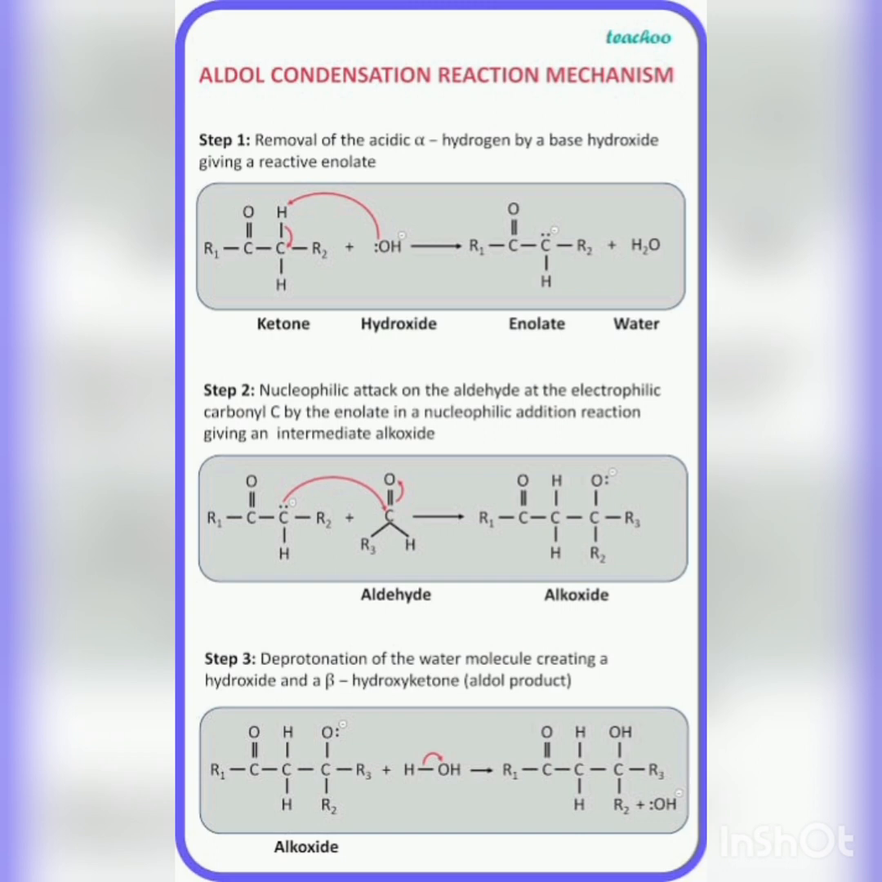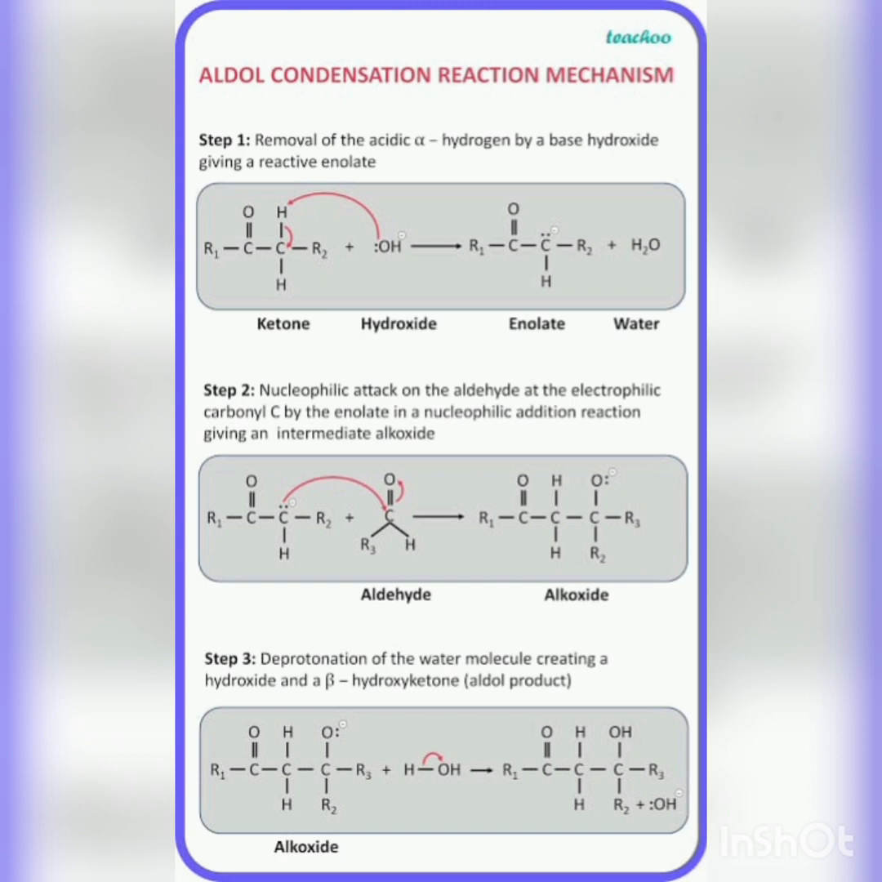The third step is the deprotonation of the water molecule, creating a hydroxide and a beta hydroxy ketone, that is, the aldol will be formed. So from this alkoxide there will be deprotonation of the water. From the water molecule, that hydroxy group will be removed. That will give a beta hydroxy ketone compound.